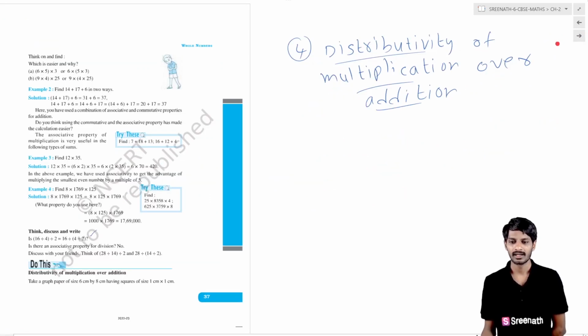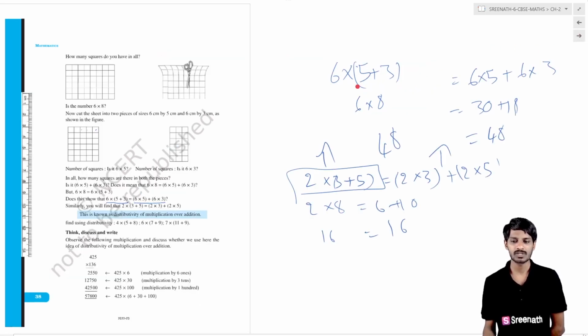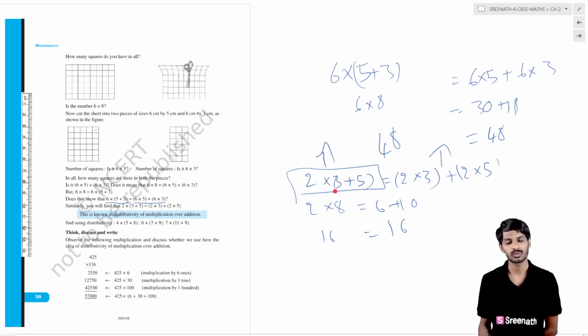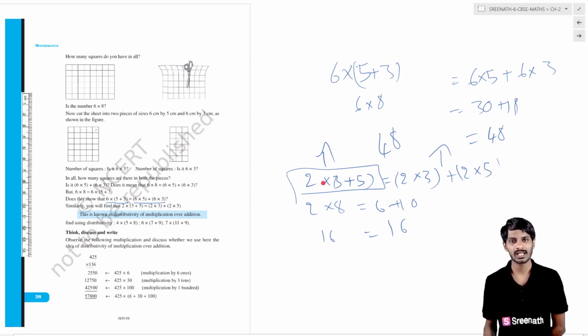Okay students, next is the distributivity of multiplication over addition. What does it mean? If you multiply 2 into 3 plus 5, it gives the same answer as 2 into 3 plus 2 into 5. This is called the distributivity of multiplication over addition. Here multiplication and addition are both included in one property. So the LHS gives the same answer as the RHS.